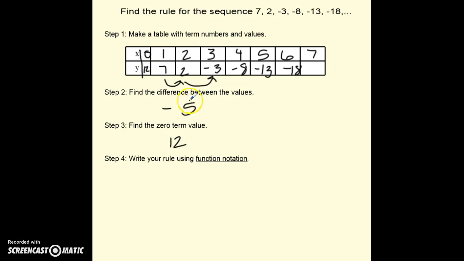And then to write the rule, our difference goes next to the n value, and then we either add or subtract depending on what the 0 term is. So since the 0 term is +12, I'm going to put +12. And I could write it as function notation with that function rule there.